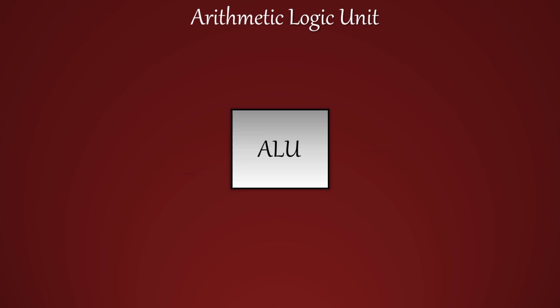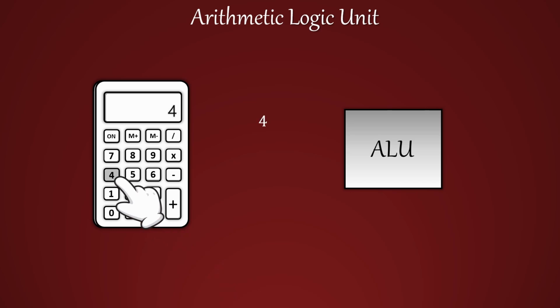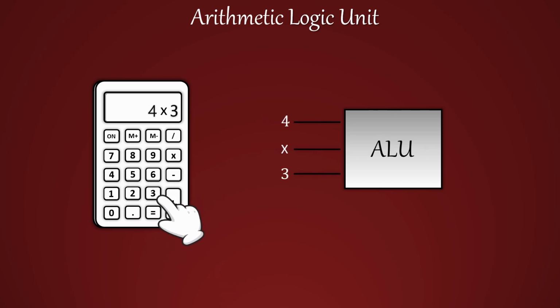So the ALU is like a calculator where you input 4 into 3 and it outputs the product 12. Technically speaking, there is an ALU inside a calculator that lets us perform these arithmetic operations. Now that we understand the ALU, let's jump into the memory unit.